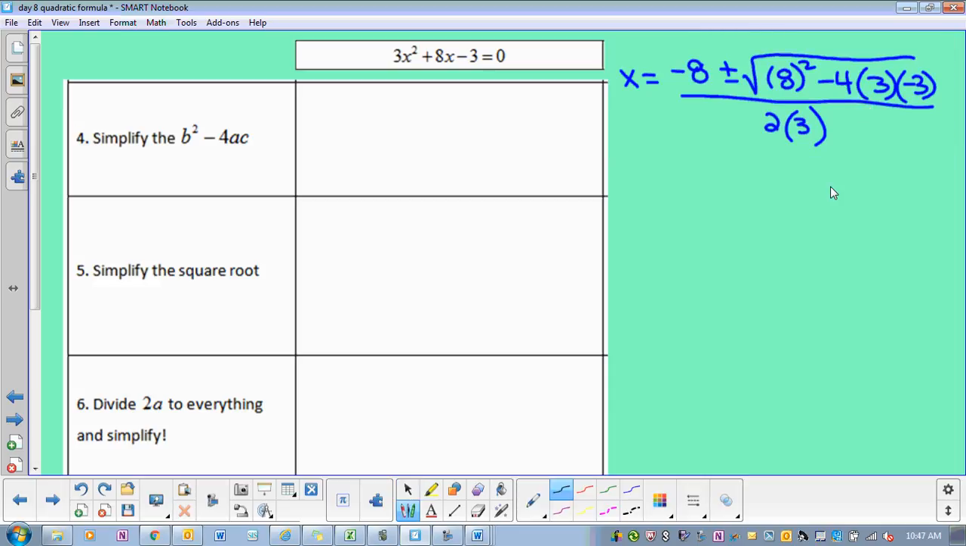So step 4 says simplify the b squared minus 4ac. Guys, where is that b squared minus 4ac? Inside the square root. Thank you. So all this that you wrote inside the square root, you're going to put that into the calculator. Don't put the square root, just put the stuff inside. So the 8 squared minus 4 times 3 times negative 3. Tell me what you get.